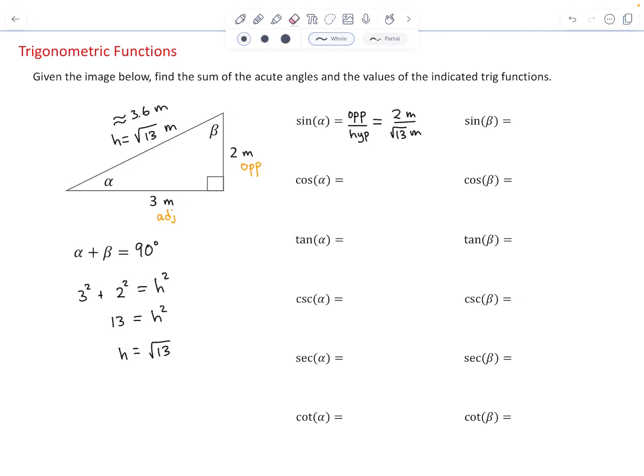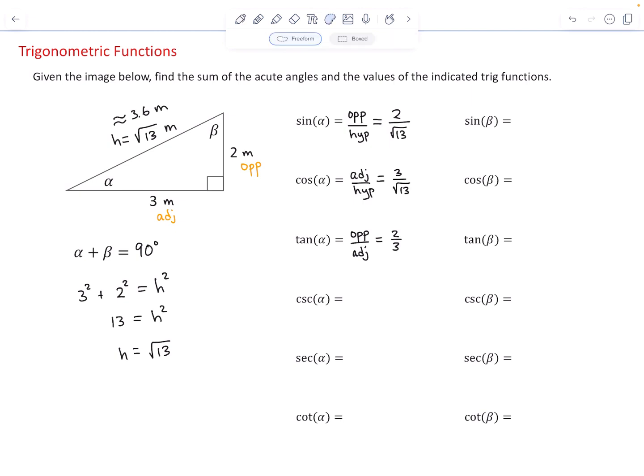The units of meters no longer matter here because they cancel each other, making a 1, meter divided by meter. And so the output of a trig function is sometimes considered to be a unitless ratio. And we simply say 2 radical 13ths. The cosine of alpha would be the adjacent divided by the hypotenuse, which will be 3 meters divided by radical 13 meters, or simply 3 radical 13ths. The tangent will be the opposite divided by the adjacent, will be 2 meters divided by 3 meters, or 2/3. Another way to interpret this, of course, is simply that the opposite is 2/3 the length of the adjacent.